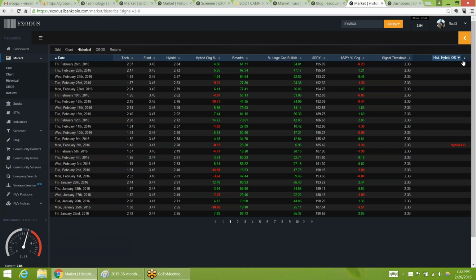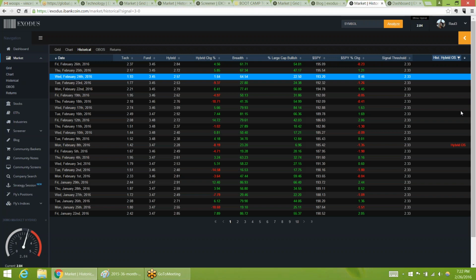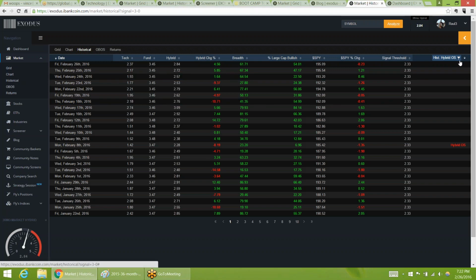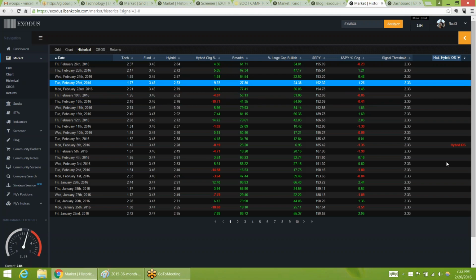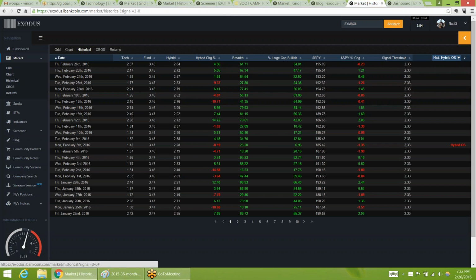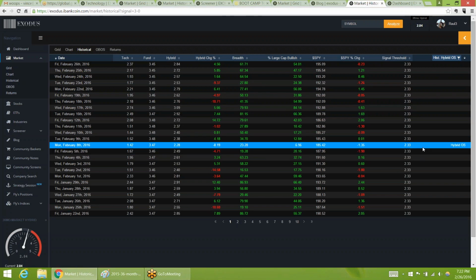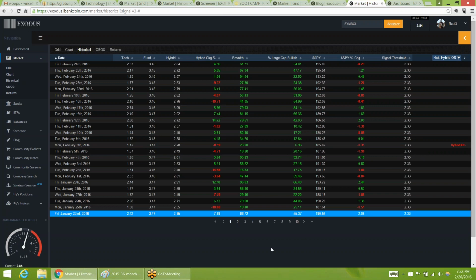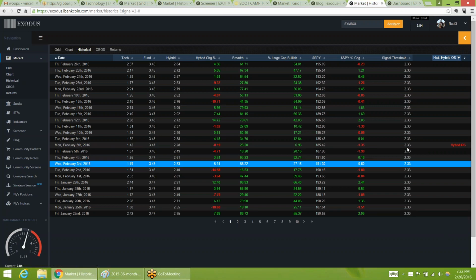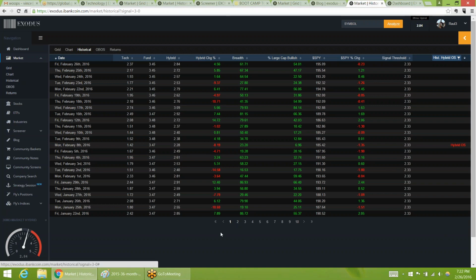So if we sort by this column, you'll see there's a ton of data when you go to historical, so it might not sort, but you can see that the historical, which is only flagging in a bit more extraordinary circumstances, has a lower threshold. It's all the way down at 2.33.